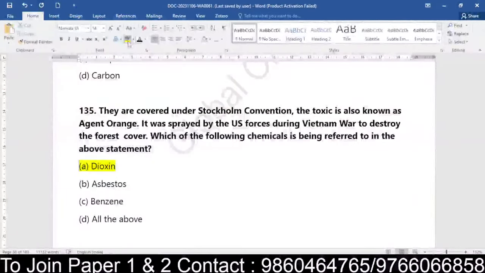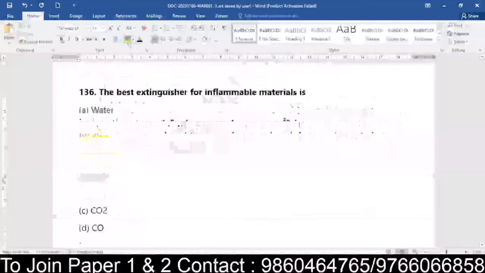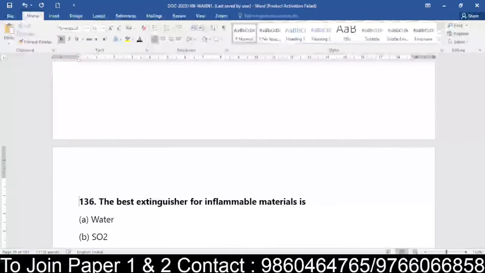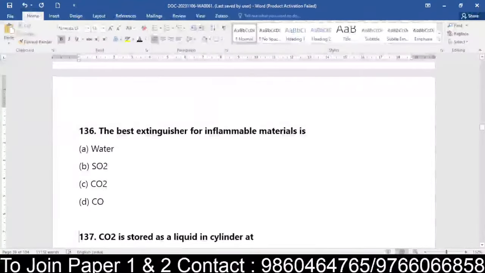Now coming to the next question, question number 136. The best extinguisher for inflammable materials. Is it water, SO2, CO2 or CO? Which is the best extinguisher for inflammable materials? Yes, everyone.